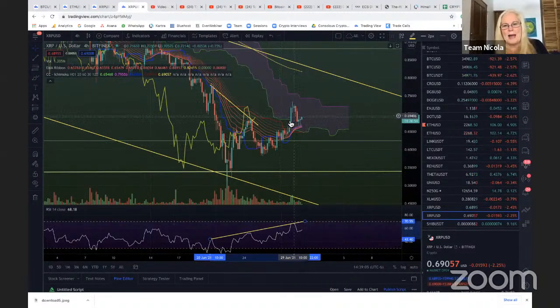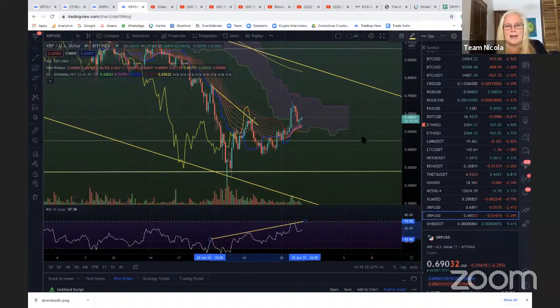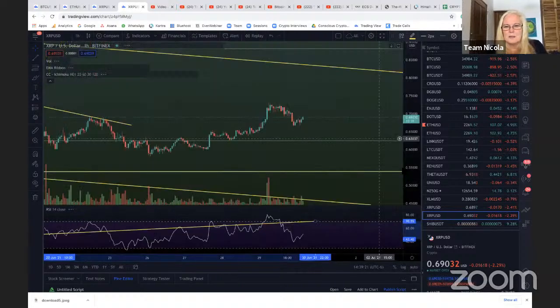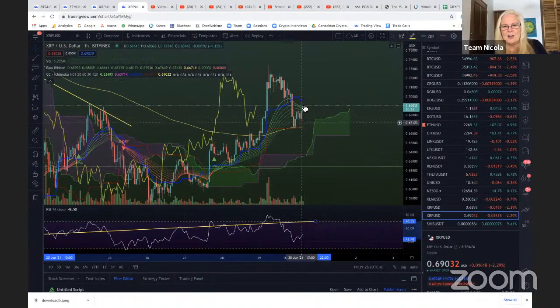So in the 4-hourly, we're above the EMA, so that is looking pretty bullish. Other than the fact that we're in the red Ichimoku cloud, which is meeting quite a bit of resistance there. And then let's go to the 1-hour. Yeah, the 1-hour, we're just struggling to get out of the EMA resistance and get above that.